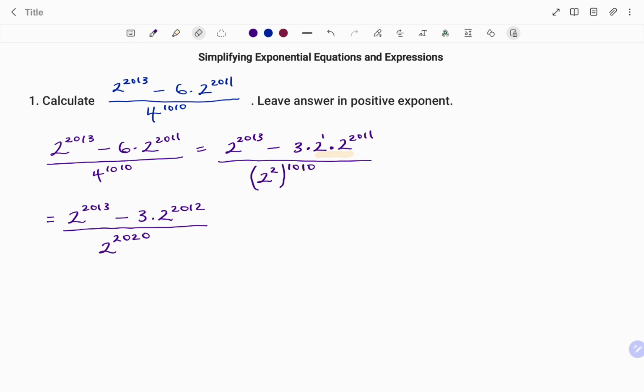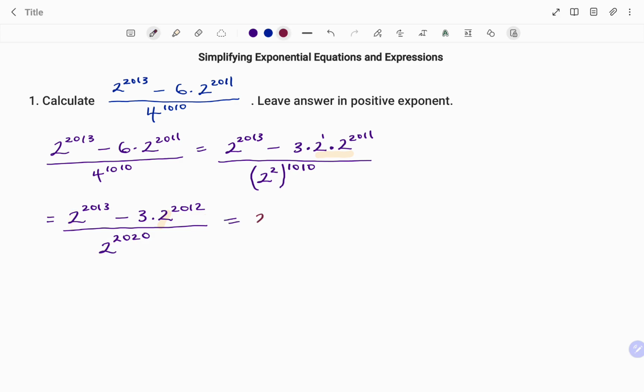The next step is to factorize by bringing out the lowest exponent. We have the same base of 2 as shown in each of the terms, so I'm going to pick the base that has the lowest exponent. We have 2013, 2012, and 2020. In this case, the lowest exponent is the 2012. So I'm going to be factorizing 2 to the power of 2012. To make it easy to understand, I'm going to break down each of the terms into exponents of 2012 so that you see exactly what I'm factorizing.